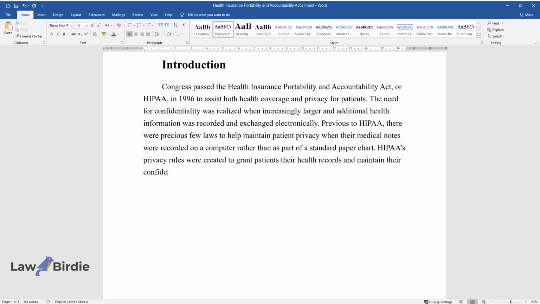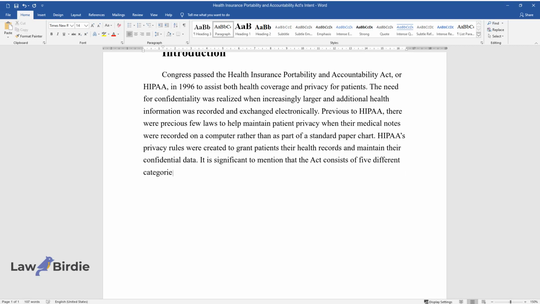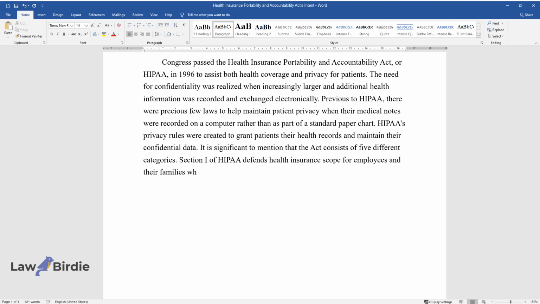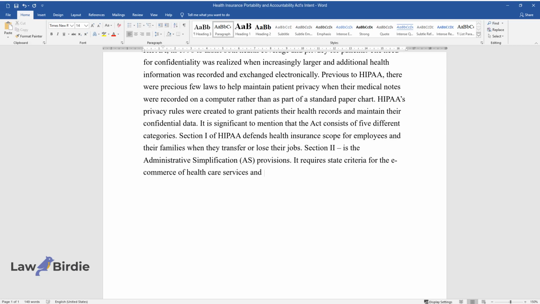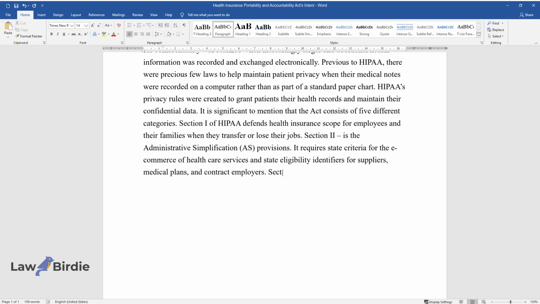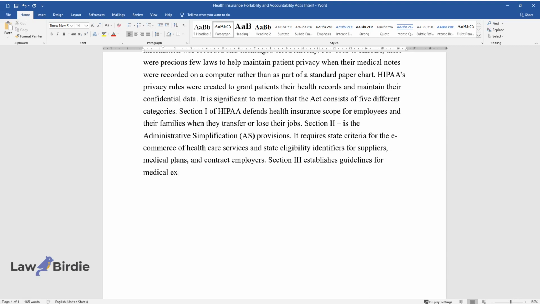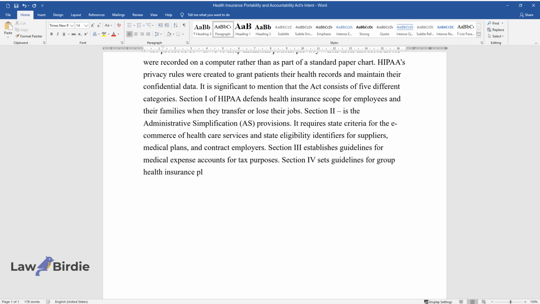It is significant to mention that the Act consists of 5 different categories. Section 1 of HIPAA defends health insurance scope for employees and their families when they transfer or lose their jobs. Section 2 is the Administrative Simplification (AS) provisions. It requires state criteria for the e-commerce of healthcare services and state eligibility identifiers for suppliers, medical plans, and contract employers. Section 3 establishes guidelines for medical expense accounts for tax purposes. Section 4 sets guidelines for group health insurance plans, and Section 5 regulates company-owned life insurance policies.